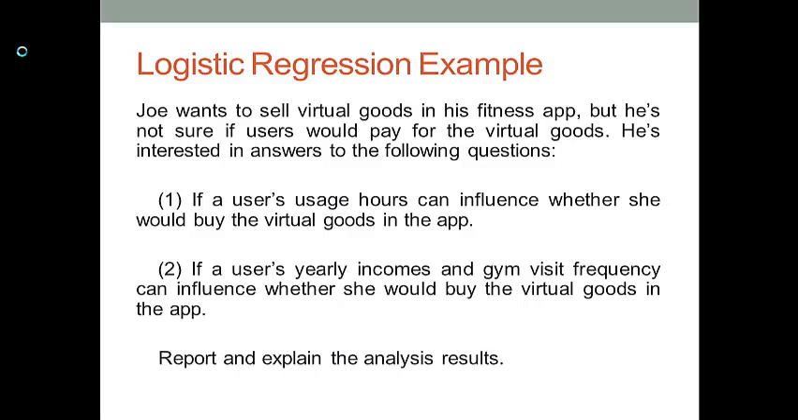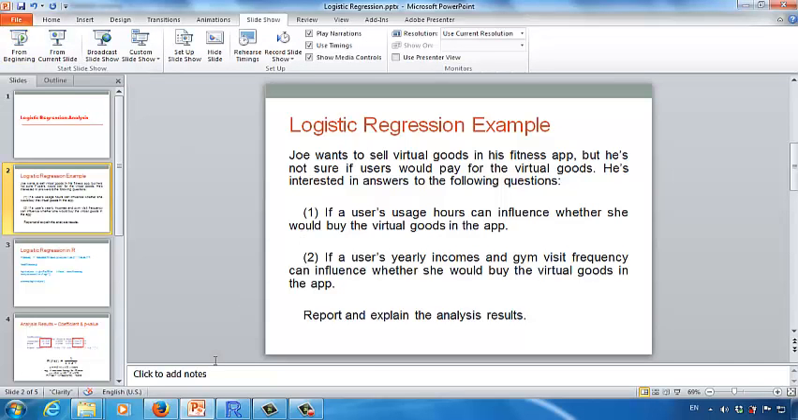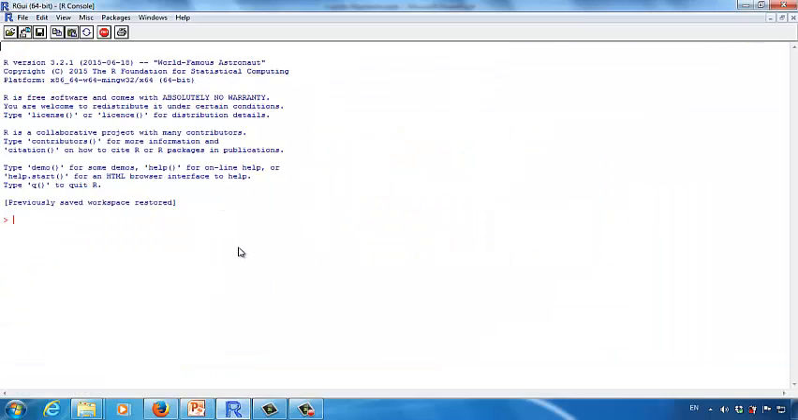So how can we predict the likelihood for a customer to pay for the virtual goods? We need to use a new model called Logistic Regression to predict this probability. I want to show everyone how to use this analysis in the R software. Before we perform this analysis, please download the source data fitness app log.csv file into your working directory.